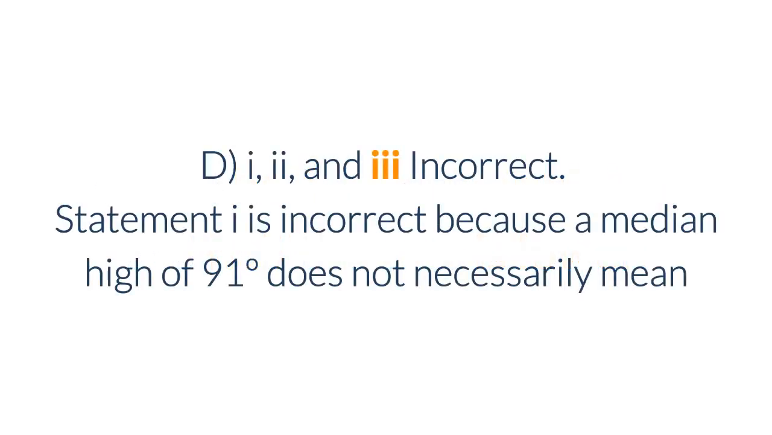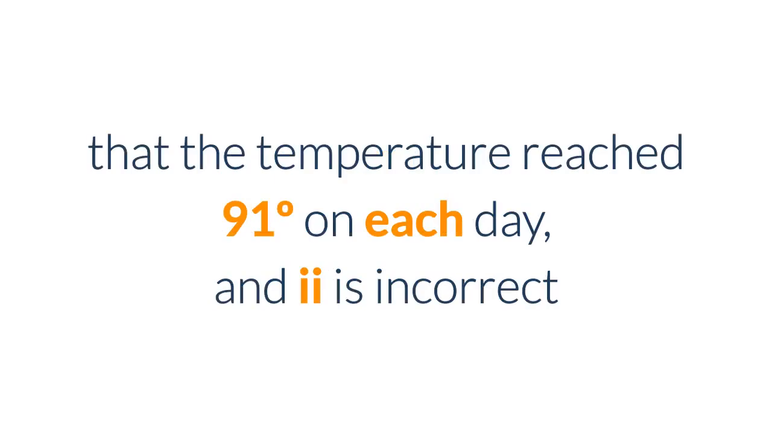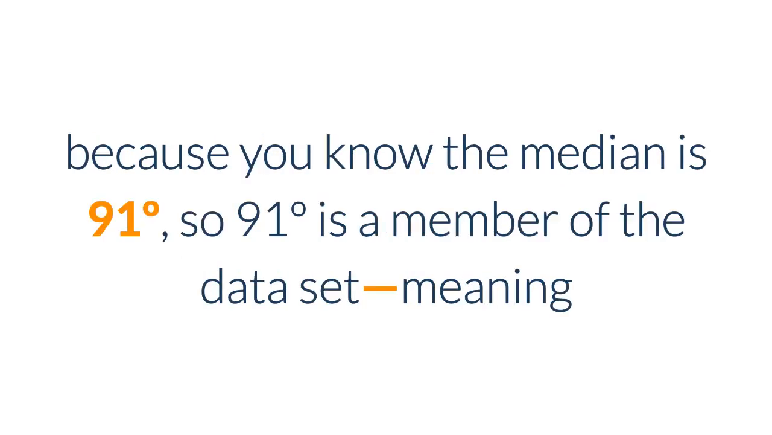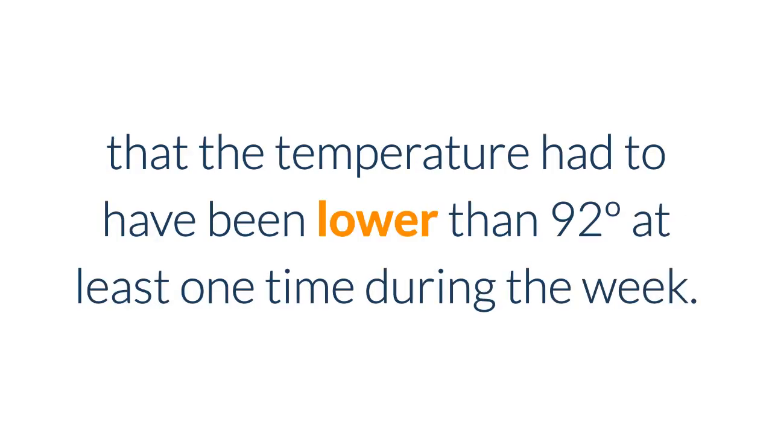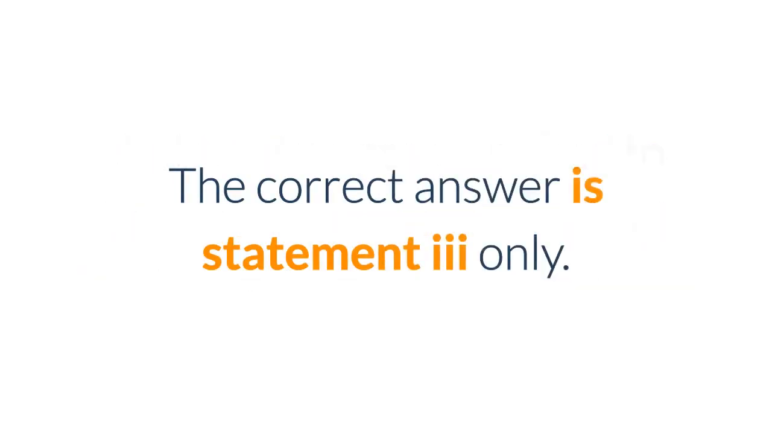D, 1, 2, and 3, is incorrect. Statement 1 is incorrect because the median high of 91 degrees does not necessarily mean that the temperature reached 91 degrees on each day. And 2 is incorrect because you know the median is 91 degrees, so 91 degrees is a member of the data set, meaning that the temperature had to have been lower than 92 degrees at least one time during the week. The correct answer is statement 3 only.